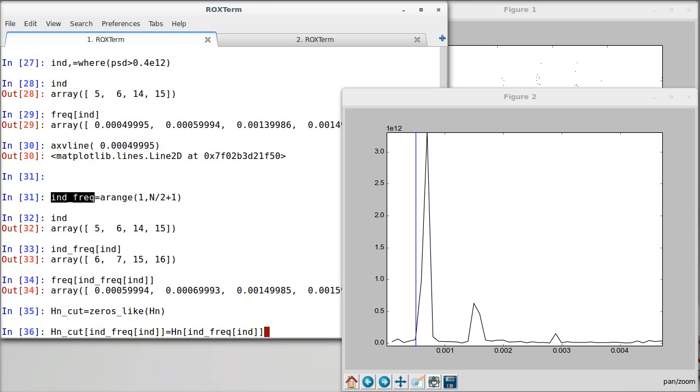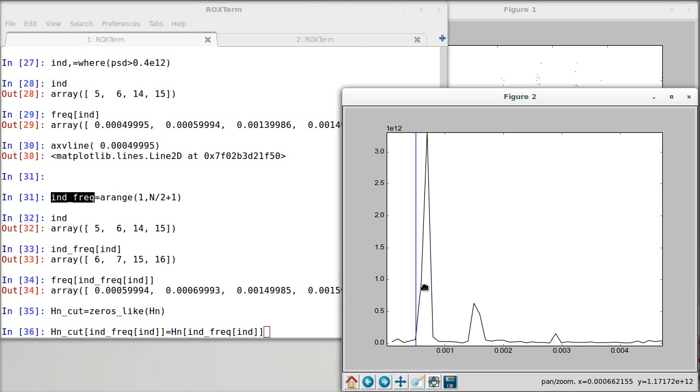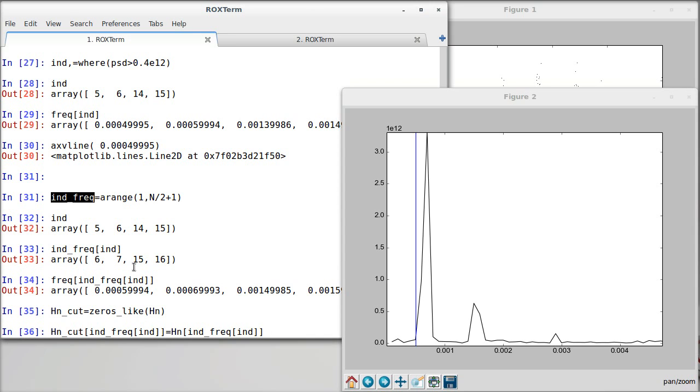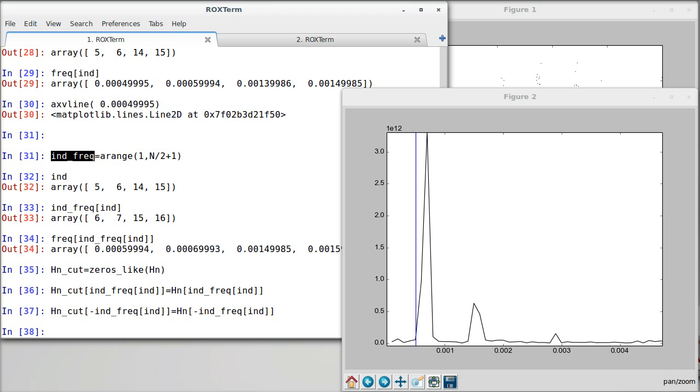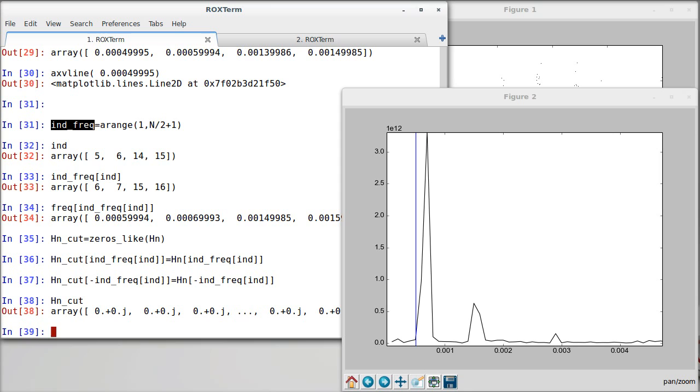In other words, we're just copying in these particular amplitudes, the contributions at these frequencies, and letting everything else be zero. Again, we need to be careful, because it's not just these frequencies that matter. It's also the negatives of these frequencies. Because of the way this is stored, as discussed above, we can easily get those values by just copying in the negative index values. So now HN cut is mostly zeros, with only a few non-zero values.